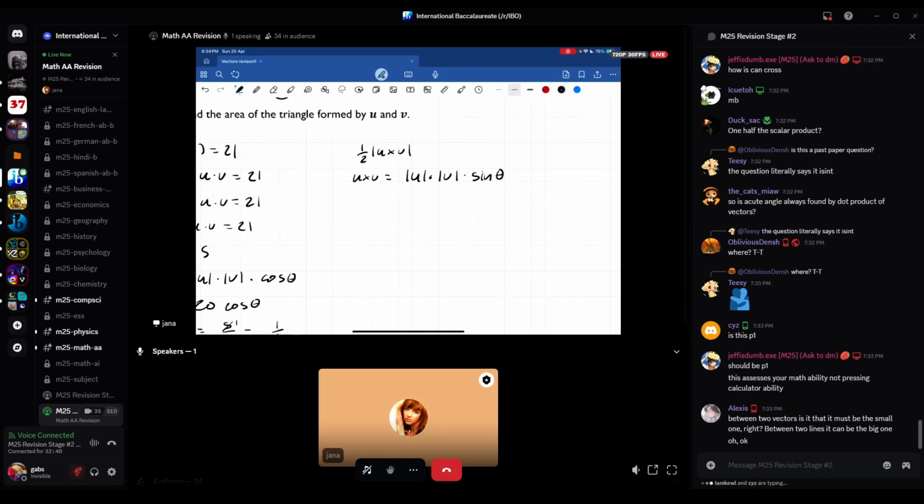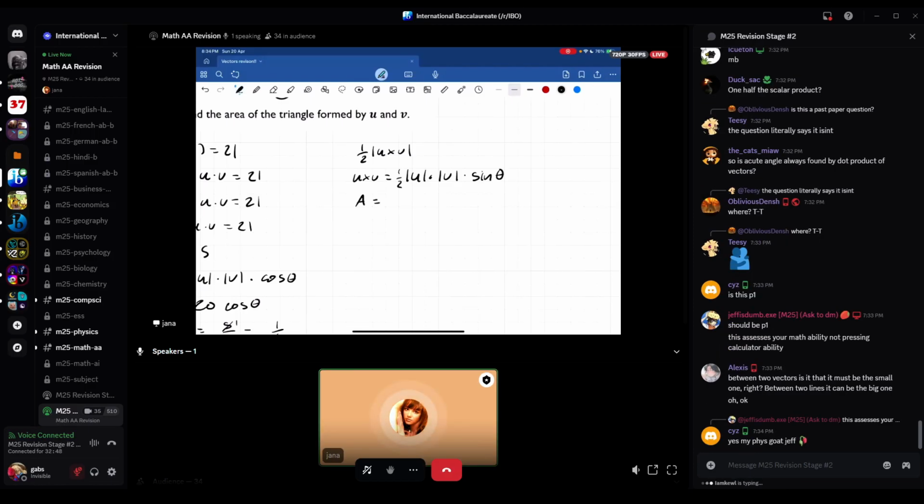Anyway, we're going to keep doing this, right? So the area is half of this. So A equals half of 20 into sine theta, which I don't want to deal with.